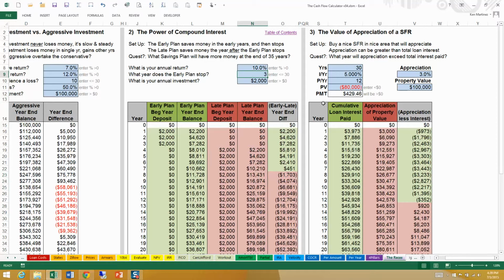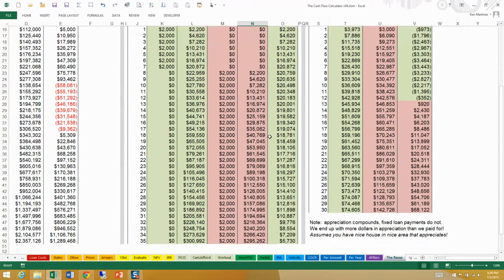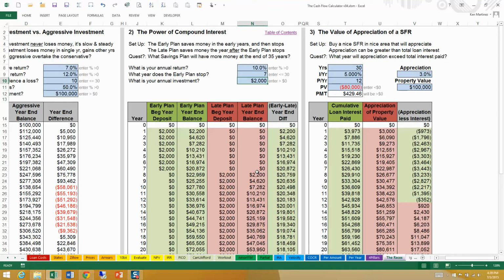And then you can start to mix and match with the different races here. Maybe the early plan is going to invest for 2 more years, and you can see the effect of that just by investing 2 more years and 2 more years of compounding. It's going to push all the way down to year 15 before the late plan is going to overtake it. How about waiting till year 7? So waiting till year 7, in fact, the late plan never recovers, which is pretty interesting.